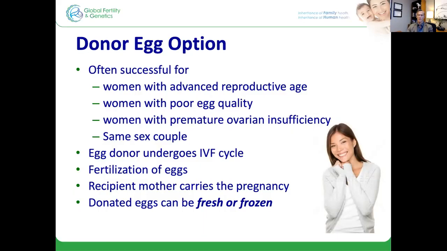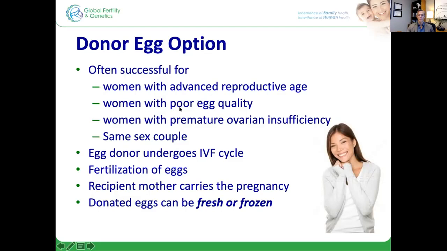Not only do the eggs decrease as you get older, but also the egg quality. Egg quality means that the chromosomal complement of the egg is not normal. The percentage of abnormal eggs will increase dramatically as you get older, and that's one reason to need a donor egg. So donor egg is usually used in women that are older, especially over 40.